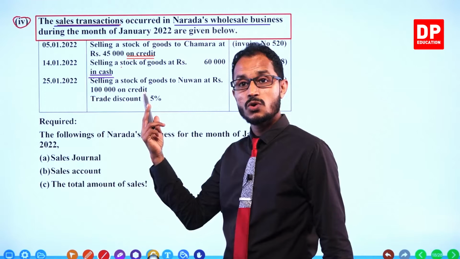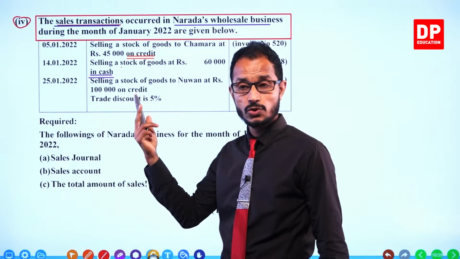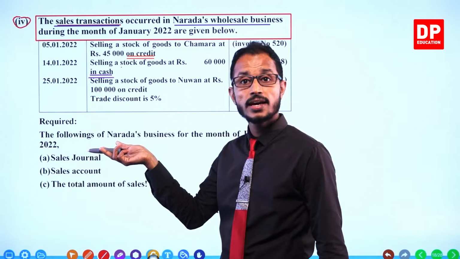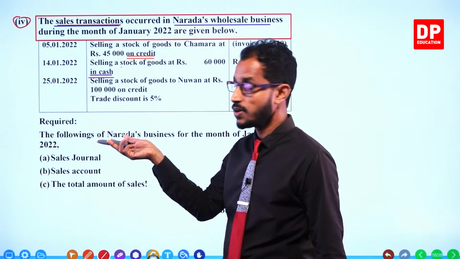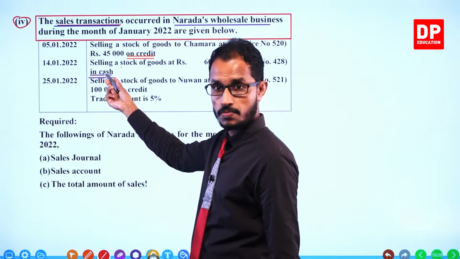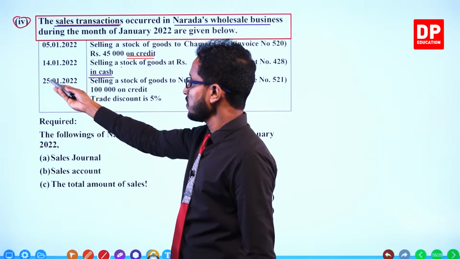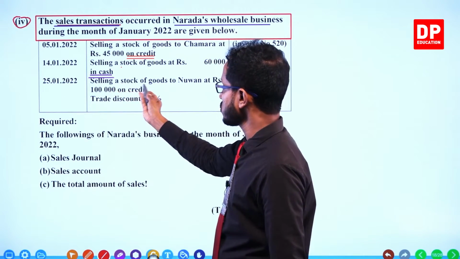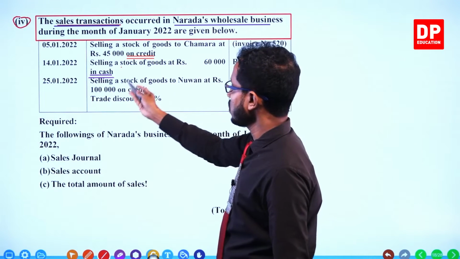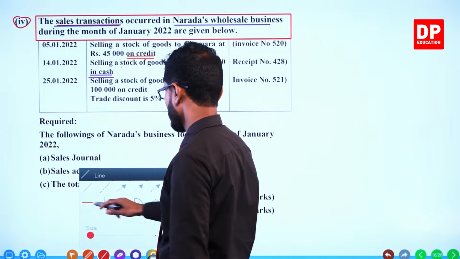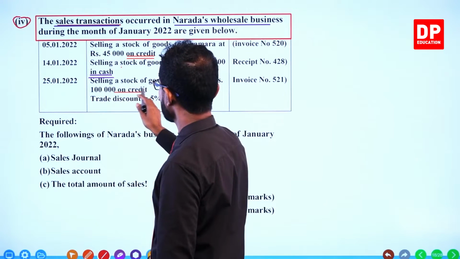First one on credit, second one in cash. Third one, 25th January, selling a stock of goods to Nuan on credit again.